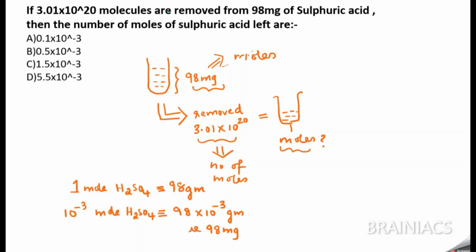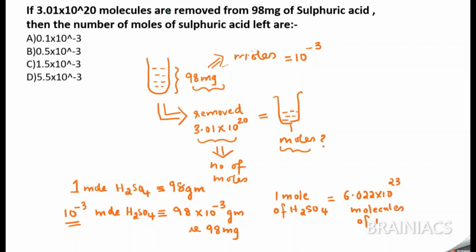Now I got the value. 10 power minus 3 was the initial number of moles taken. So I can say 10 power minus 3 mole were there initially. Now I need to convert this 3.01 into 10 power 20 into number of moles. I know that 1 mole of H2SO4 has Avogadro number, which we have learned, 6.022 into 10 power 23 molecules of H2SO4.